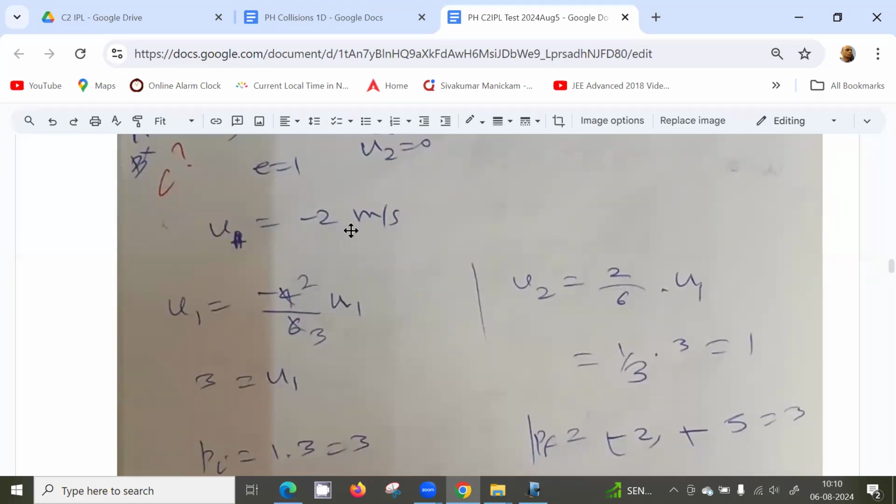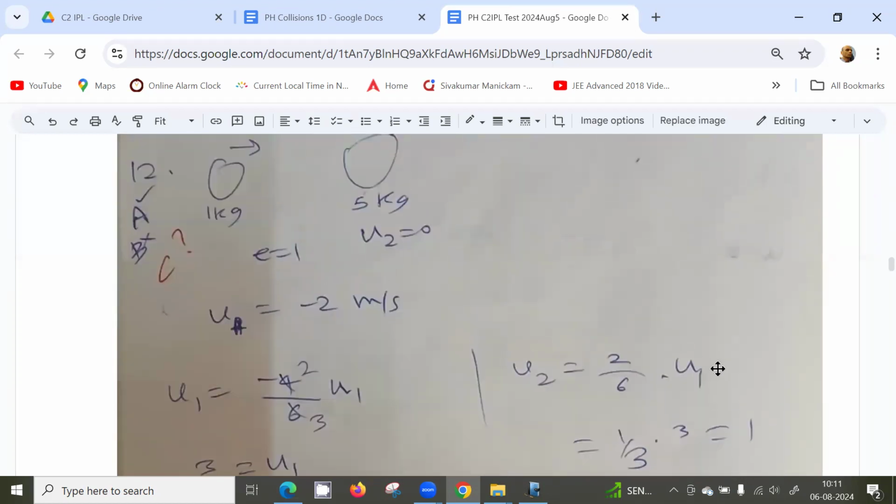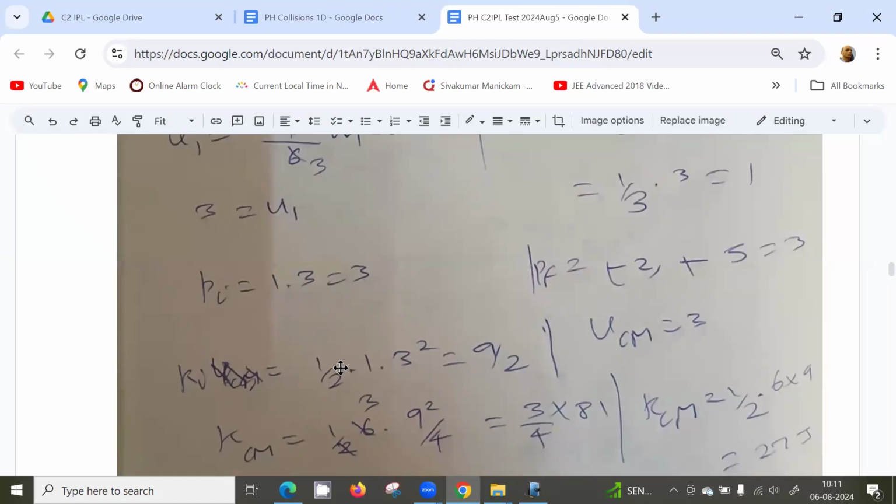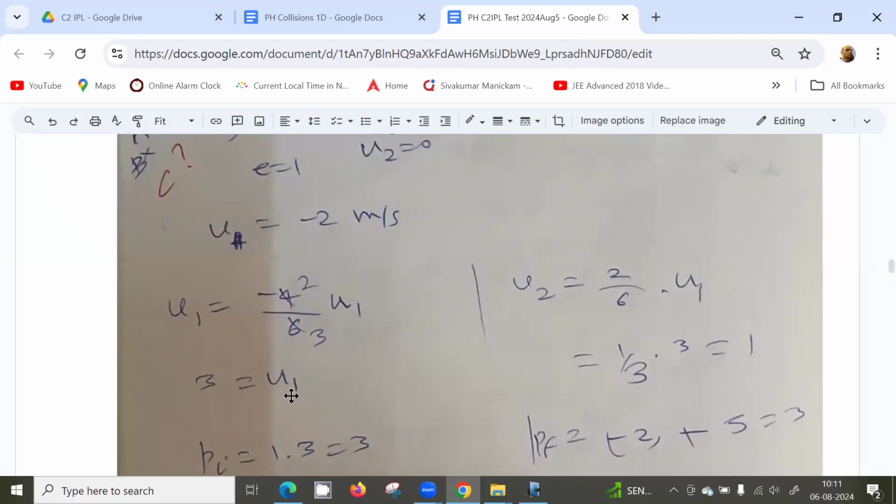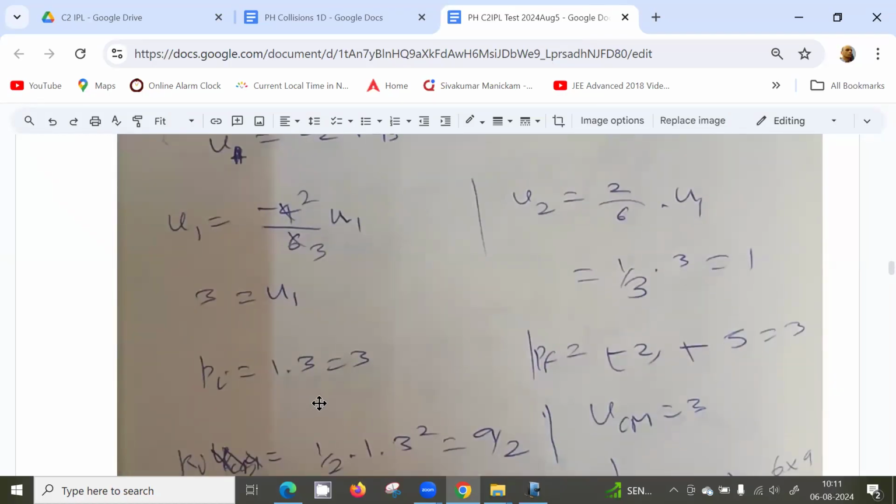V1 has been given as -2, so if you use that -2 here, I'll get U1 as 3, because this is given in the question: the final velocity of the first mass after collision is -2. Once I know U1, I can use it here to get V2. The second mass after collision moves towards the right. And initial momentum, once I know U1, is 1 into 3.